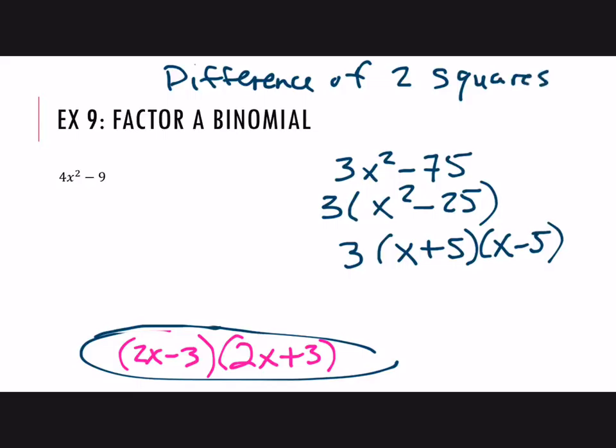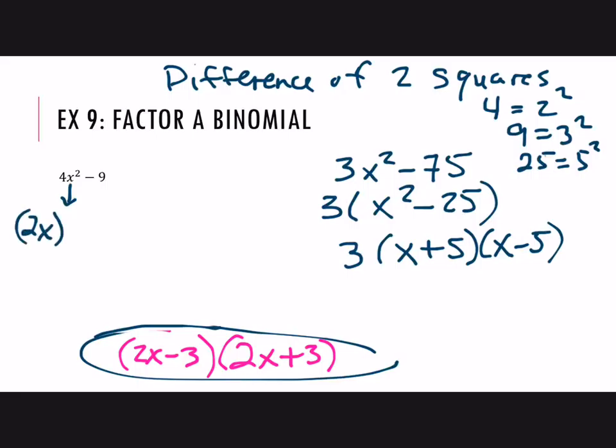All right, well, what do we mean by a square? Things that are perfect squares would be like 4 because it's 2 times 2, 9 because it's 3 times 3, 25 because it's 5 times 5, etc. So when I look at 4x squared, that's a square, that's 2x times 2x. And 9 is a square, that's 3 times 3. And it's a difference because there's a minus sign in the middle.